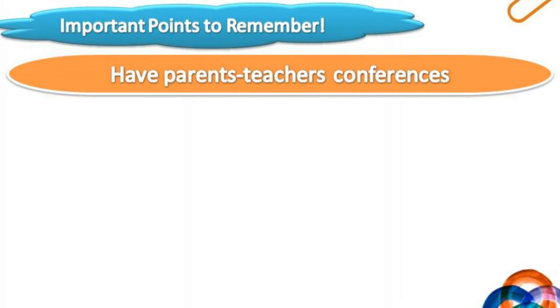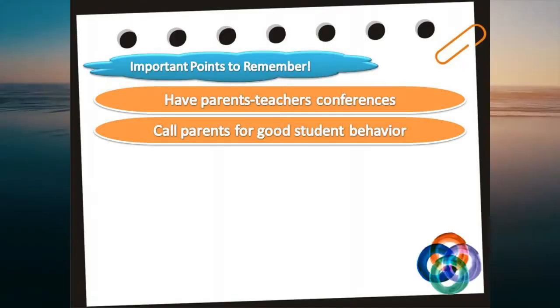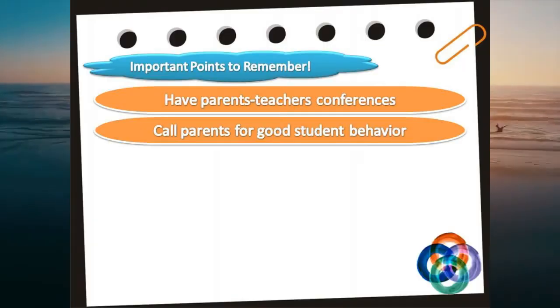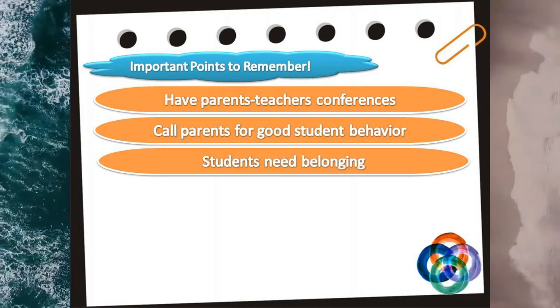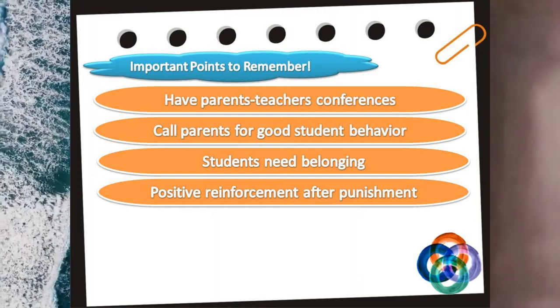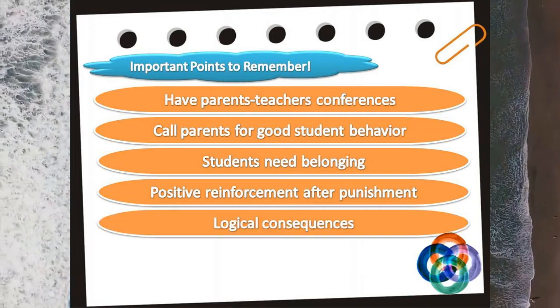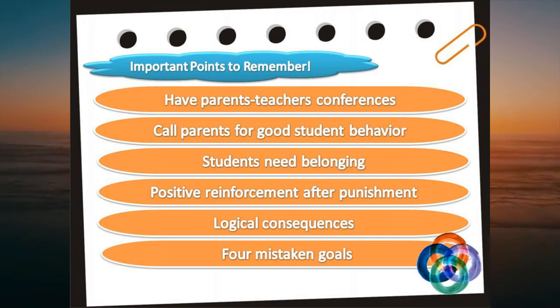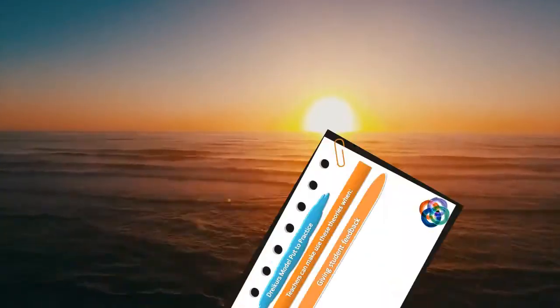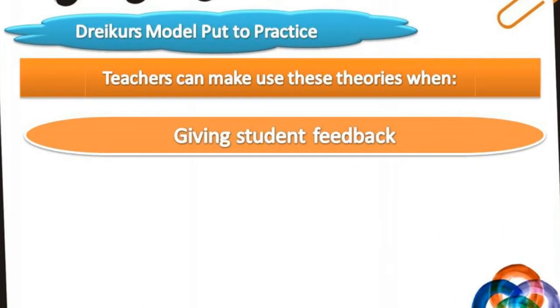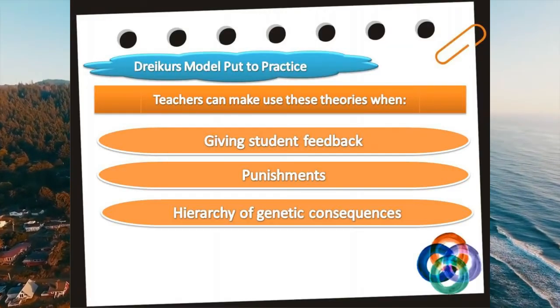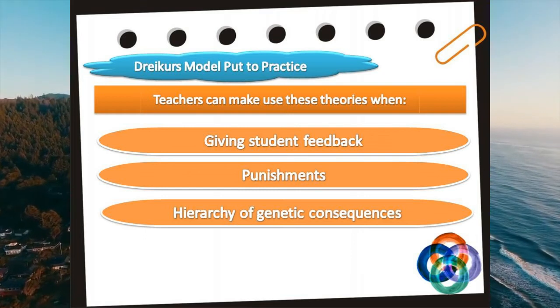Here are some important points to remember in addressing a child's behavior. First, have parent-teacher conferences. Second, call parents for good student behavior. Third, students need belonging. Fourth, positive reinforcement after punishment. Fifth, logical consequences. And sixth, the four mistaken goals. We can put Dreikurs' model to practice, in which teachers can make use of these theories when, first, giving student feedback. Second, punishments. Third, hierarchy of logical consequences.